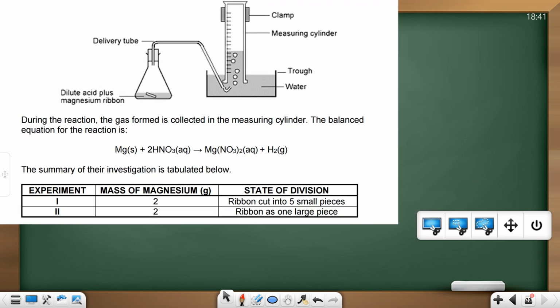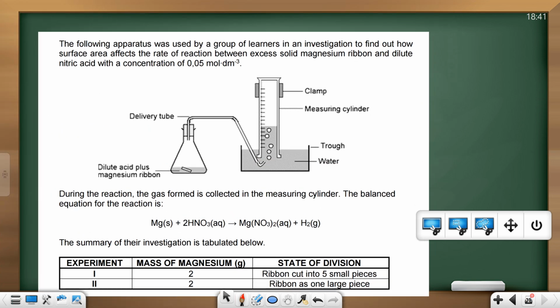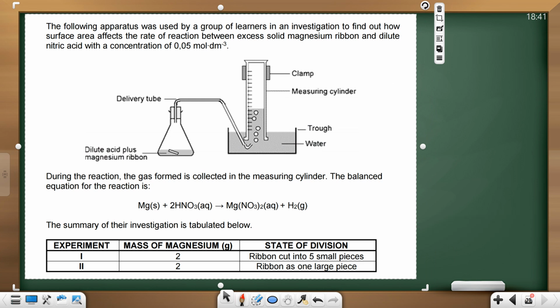Before we even go and copy the question, please read. I want us to see what this question is talking about. The following apparatus was used by a group of learners in an investigation to find out how surface area affects the rate of reaction between solid magnesium ribbon and dilute nitric acid with a concentration of 0,05. Please take note, solid surface area. During the reaction, the gas that is formed is collected in the measuring cylinder. The balanced equation for the reaction is that.